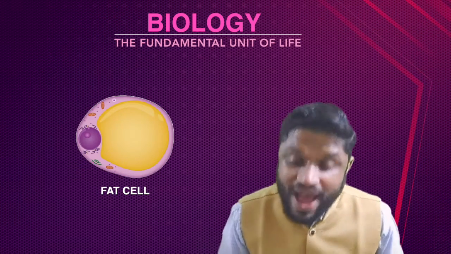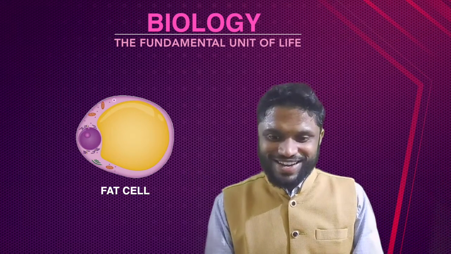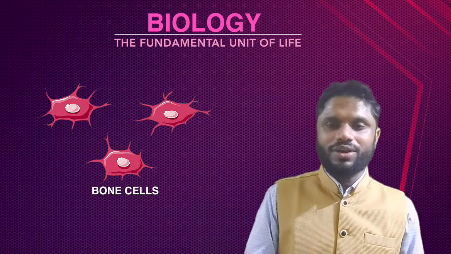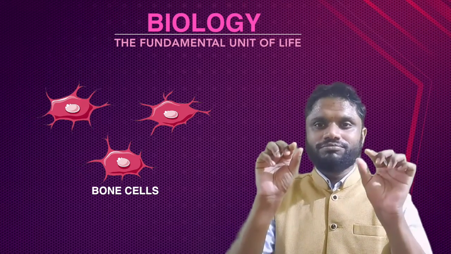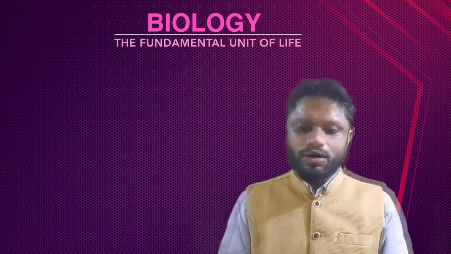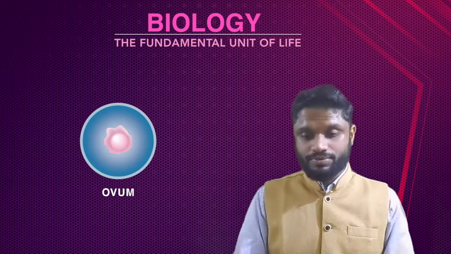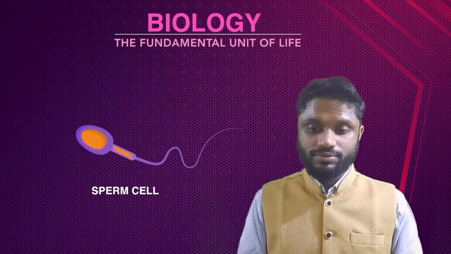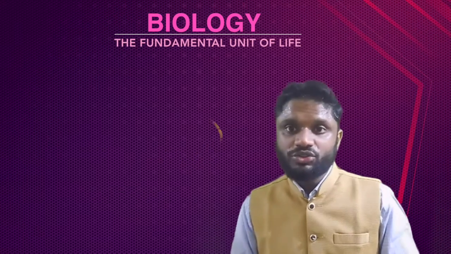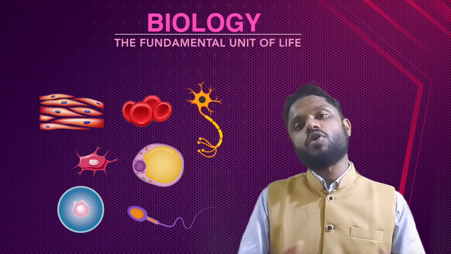And then you see the fat cell, the big one, fat. And then a bone cell. The bone cell looks like a pearl with some hairs around. Now look at the ovum. It's round like an egg. Then the sperm cell. It's in a swimming position. So these all are kinds of cells of different organisms.